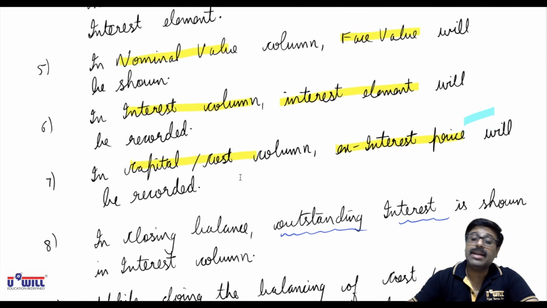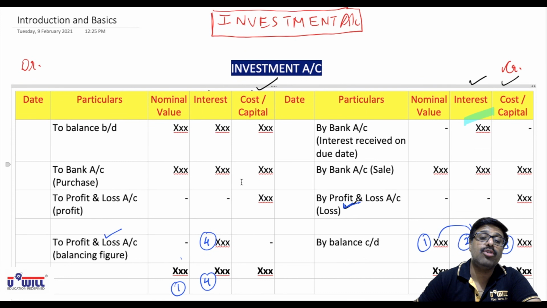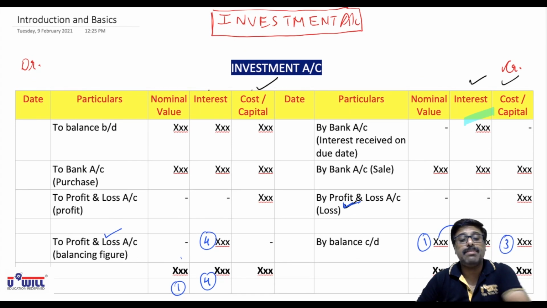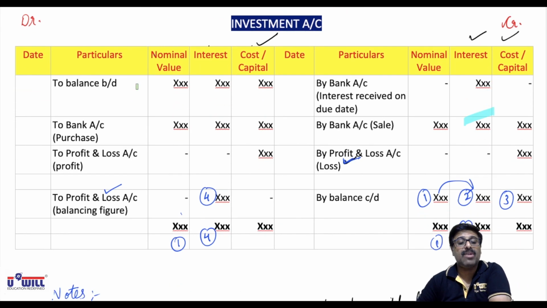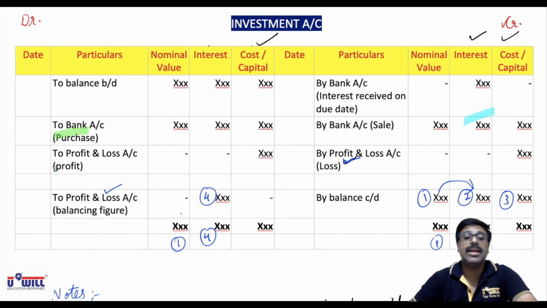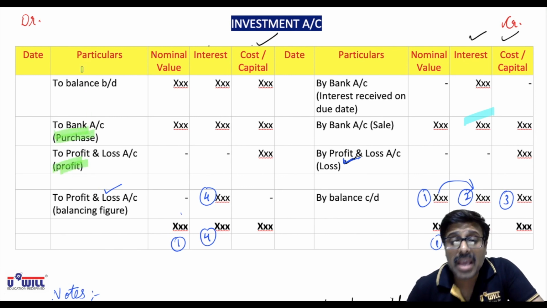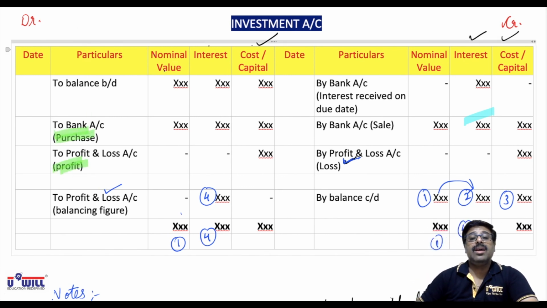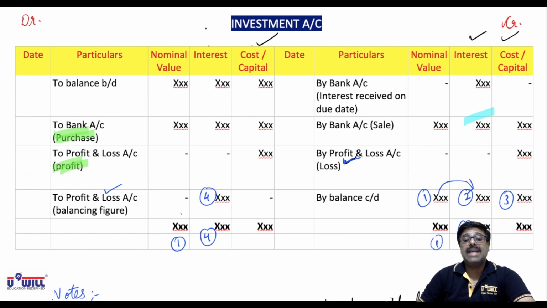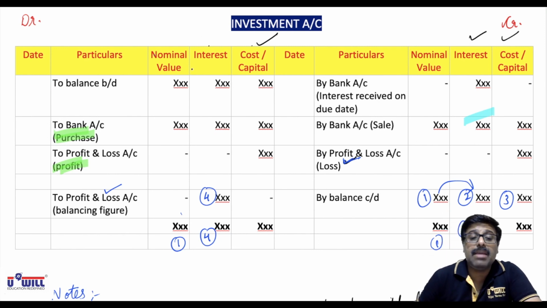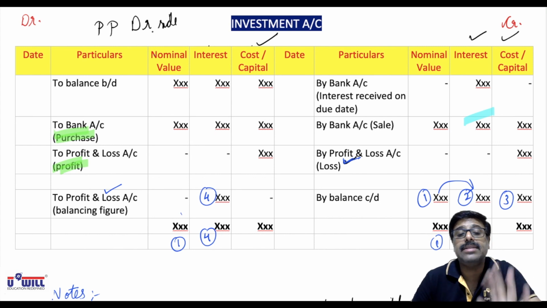Now for investment account, you all can remember one shortcut, and you all can see here only two things appear on debit side, purchase and profit. So you all can remember it as PP. I repeat, you all can remember it as PP. PP means purchase and profit will come on debit side. Everything else will come on credit side.